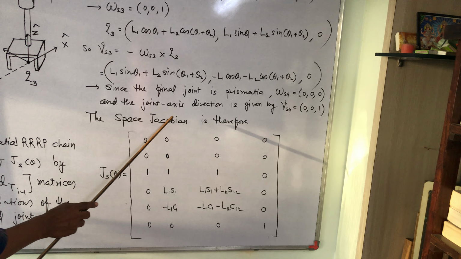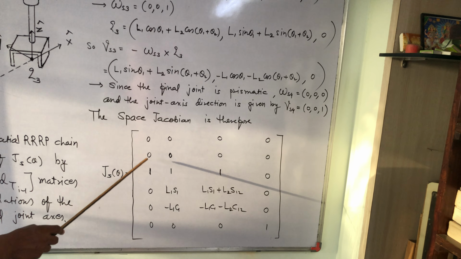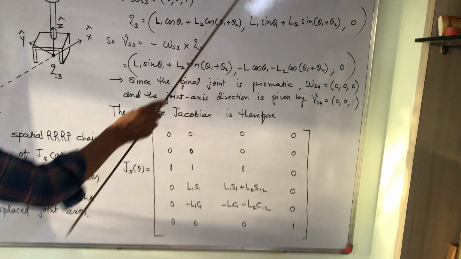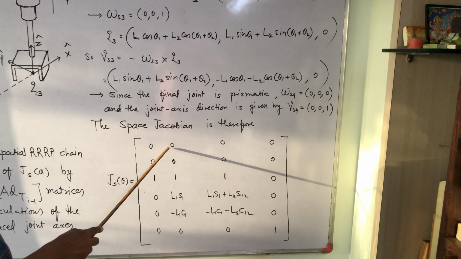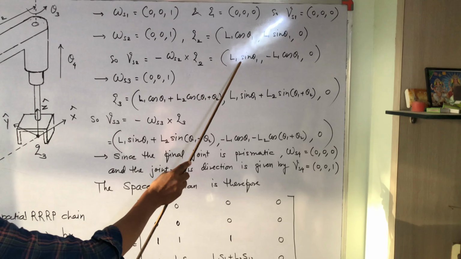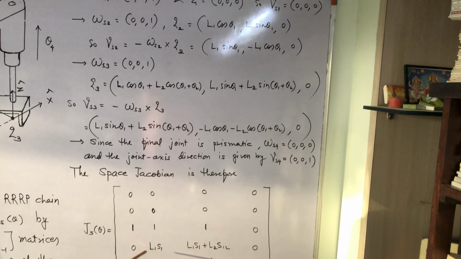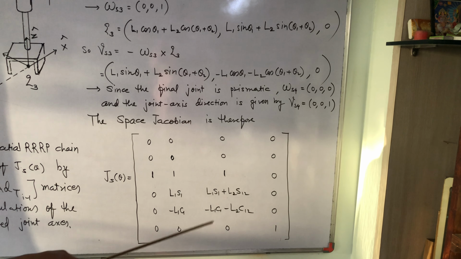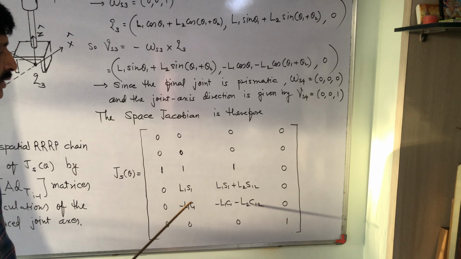So the space Jacobian is, for the first joint, 0, 0, 1 angular velocity and linear velocity 0, 0, 0. For the second joint, 0, 0, 1 angular velocity, and linear velocity L1 S1, minus L1 C1, 0. This is long, so we have used symbols.